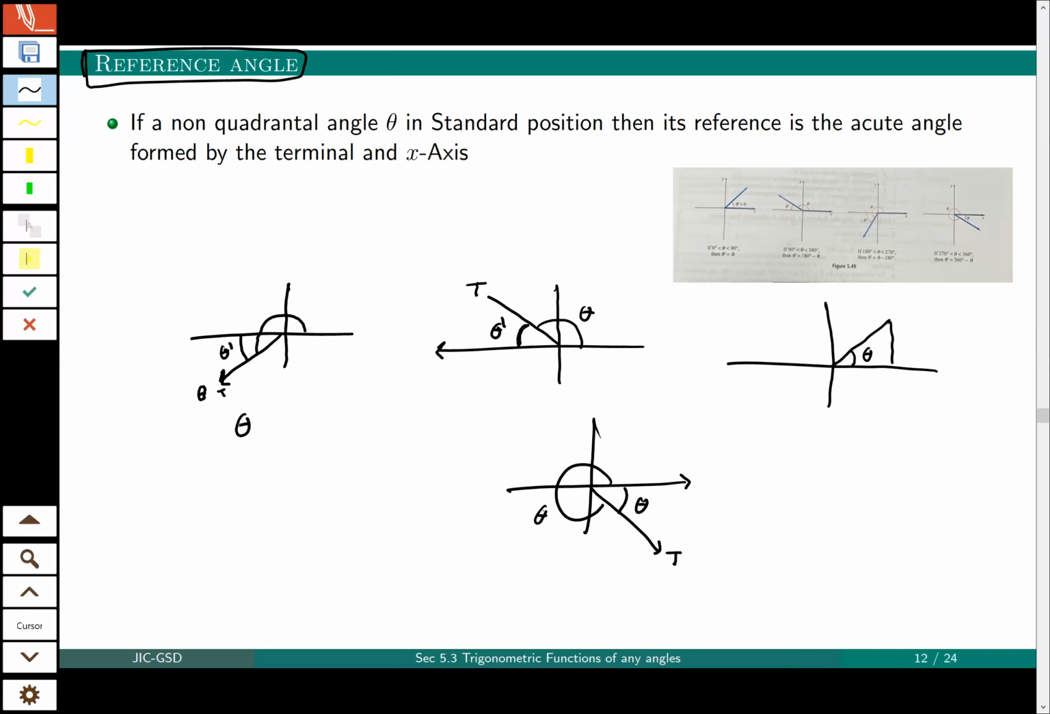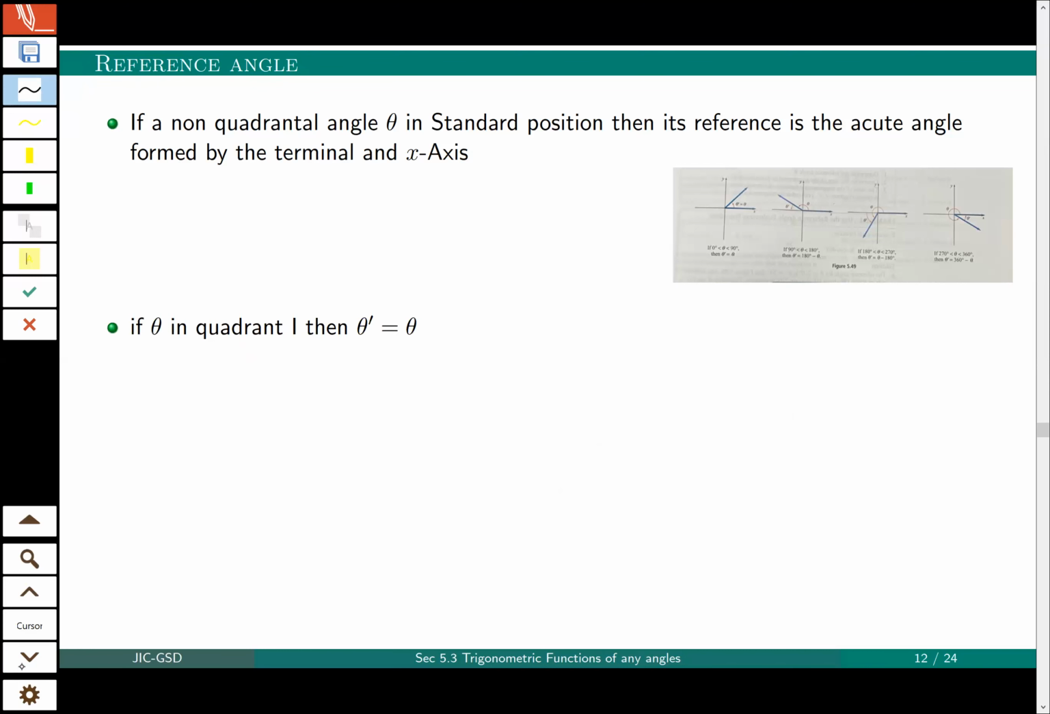To calculate the reference angle in each quadrant: in quadrant number 2, it will be 180 minus the angle. In quadrant 3, it will be the angle minus 180. And in the fourth quadrant, it will be 360, which is the complete circle, minus the angle, is the way to calculate the reference angle.